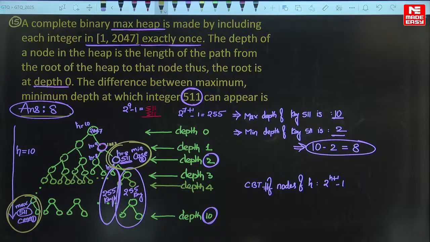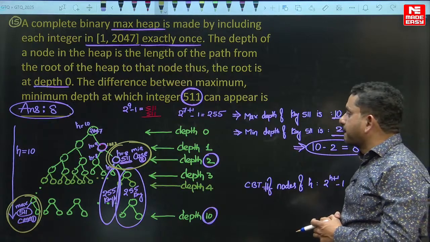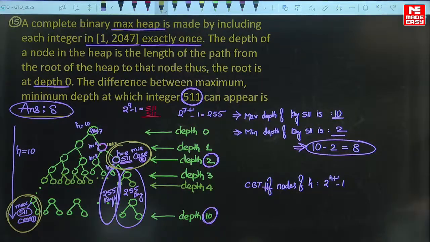Is this fine? So 2047 minus 511. See how many keys are bigger than 511. That is the key point for the min heap.